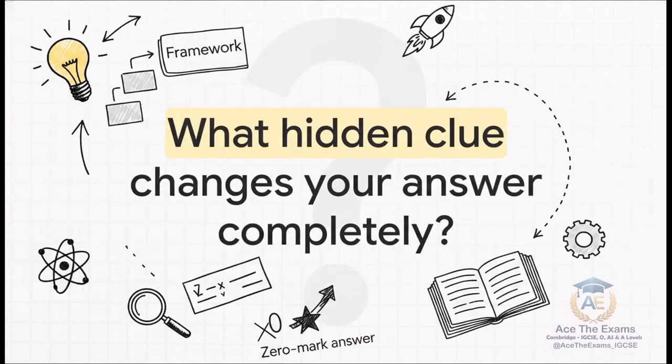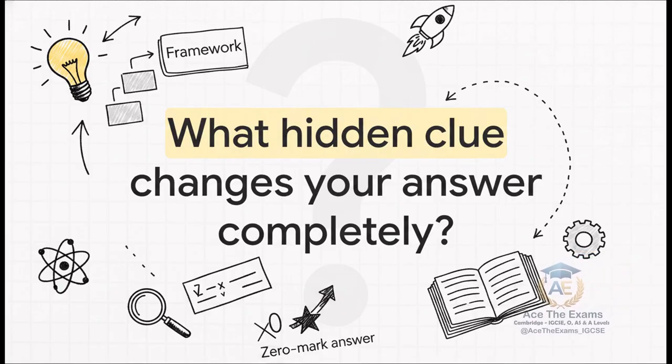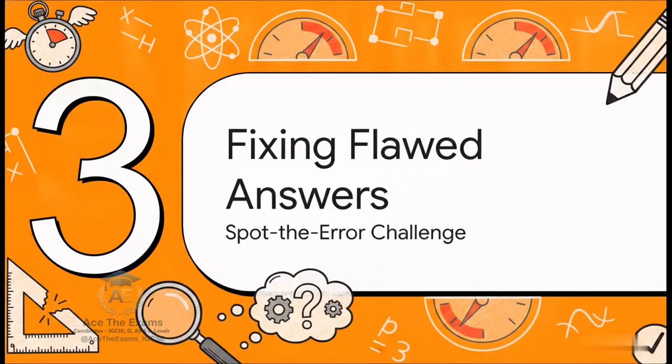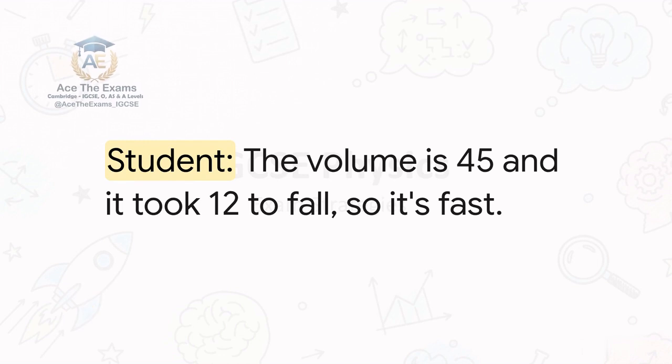Now, in just a moment, I'm going to reveal the hidden examiner clue that completely flips a 0-mark answer into a full-mark answer. But first, you really need to understand the framework that makes that clue super obvious. If you leave this explainer right now, you are going to miss the single most critical detail that separates the A-star students from everyone else. All right, let's jump into an interactive Spot the Error challenge and fix some seriously flawed measurement answers. Let's put that framework into practice and simulate that heavy exam room pressure.